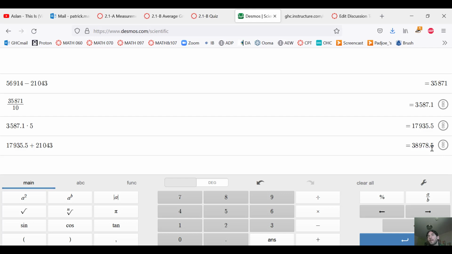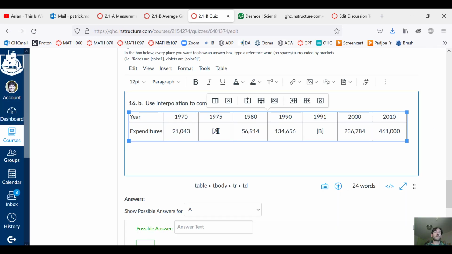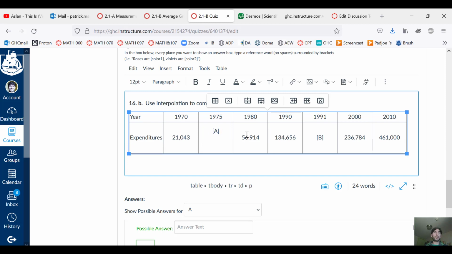I'm going to say round to the nearest whole number. Honestly, for this question, I don't care if you give it to the 8 or round it up to the 9, I'll give either way, but I will say round to the whole number. So this rounds up to 38,979, or in the context of the question, $39 billion. That should be the answer here for A. You would type that in there.